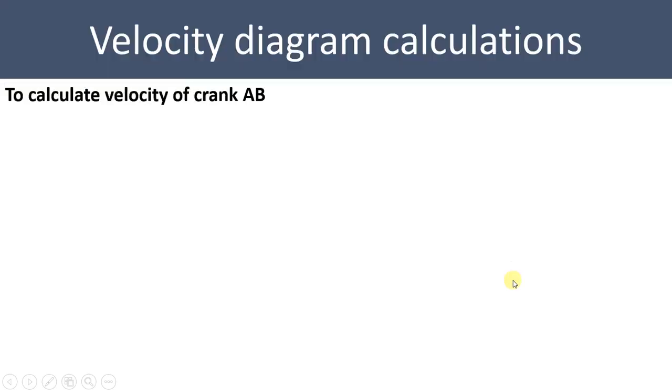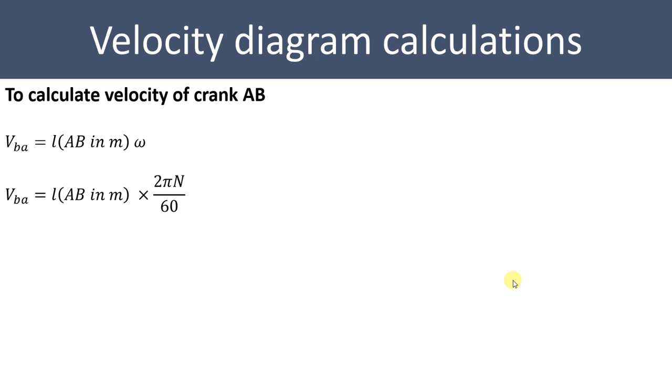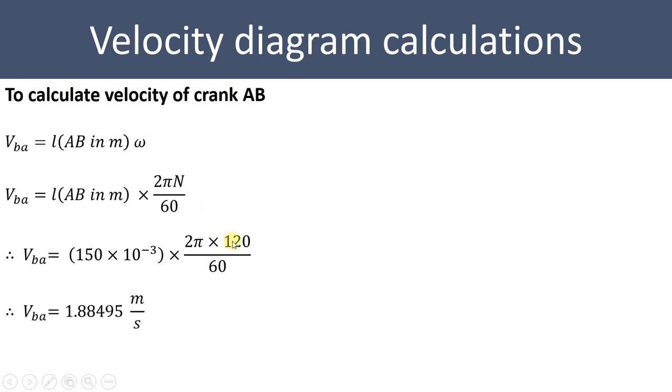Now we have to find out the velocity of crank AB. So velocity is equal to R omega. So velocity of BA will be length AB in meter into omega. Omega is 2 pi N upon 60. Now length AB in meter we have to take, so 150 mm into 10 raised to minus 3, which will convert mm into meter. N is 120. So we'll get velocity of the crank as 1.88495 meter per second.